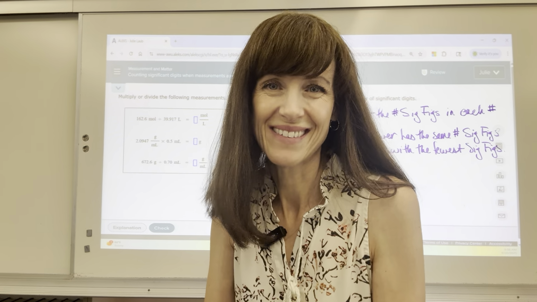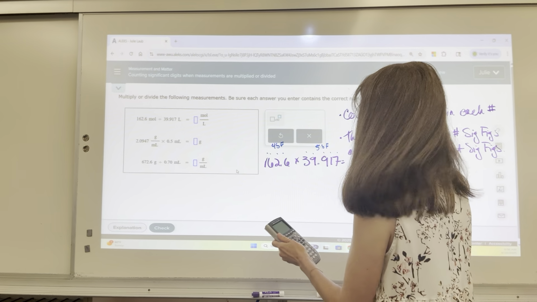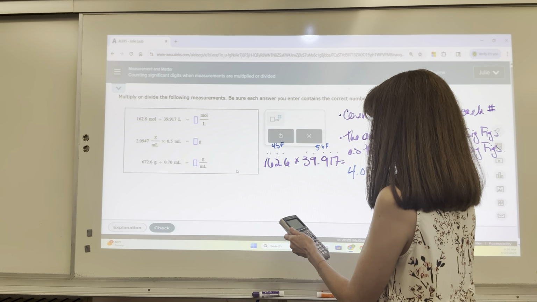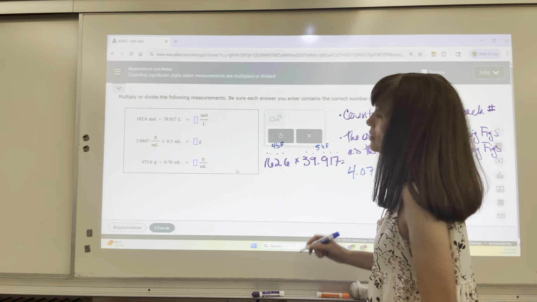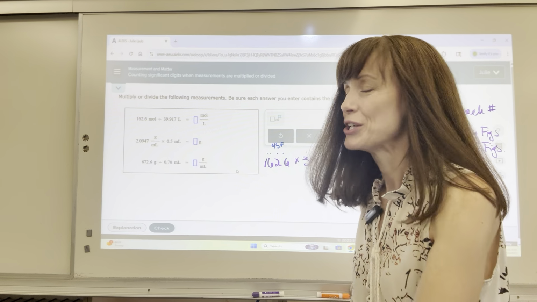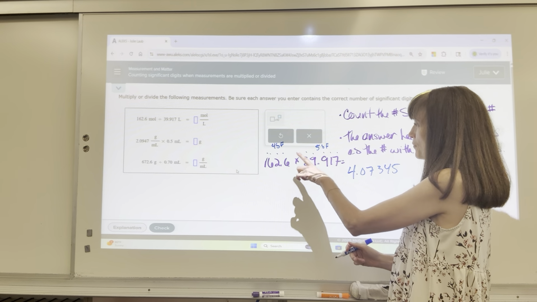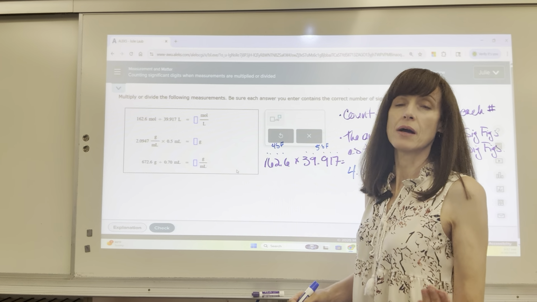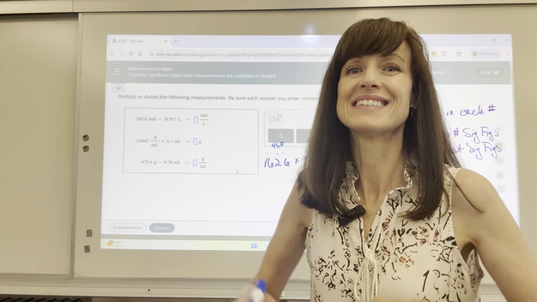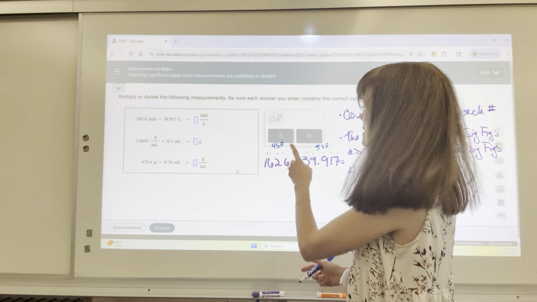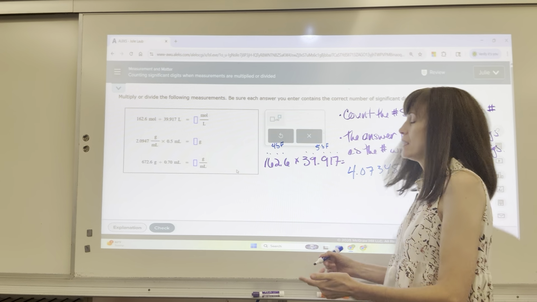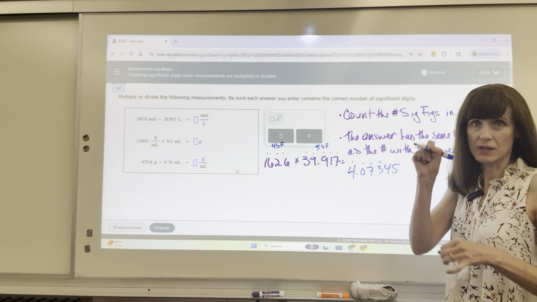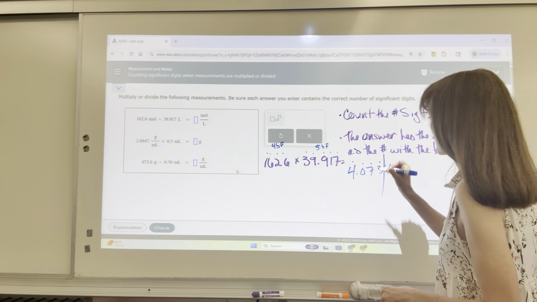I preloaded this into my calculator, and the answer is, let's write this down, 4.07345. Okay, the answer you report to the fewest sig figs from the problem. Remember, we can't be any more significant than the least significant number. So our smallest number of sig figs was 4. Here we go. 1, 2, 3, 4. And I have my students do that. Touch above and count. There's my 4.